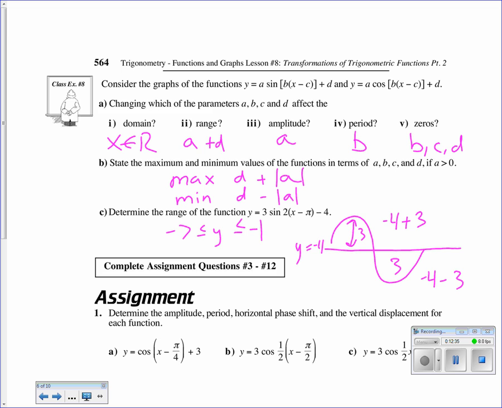And that's it for graphing. Hope we got through all this today in class.